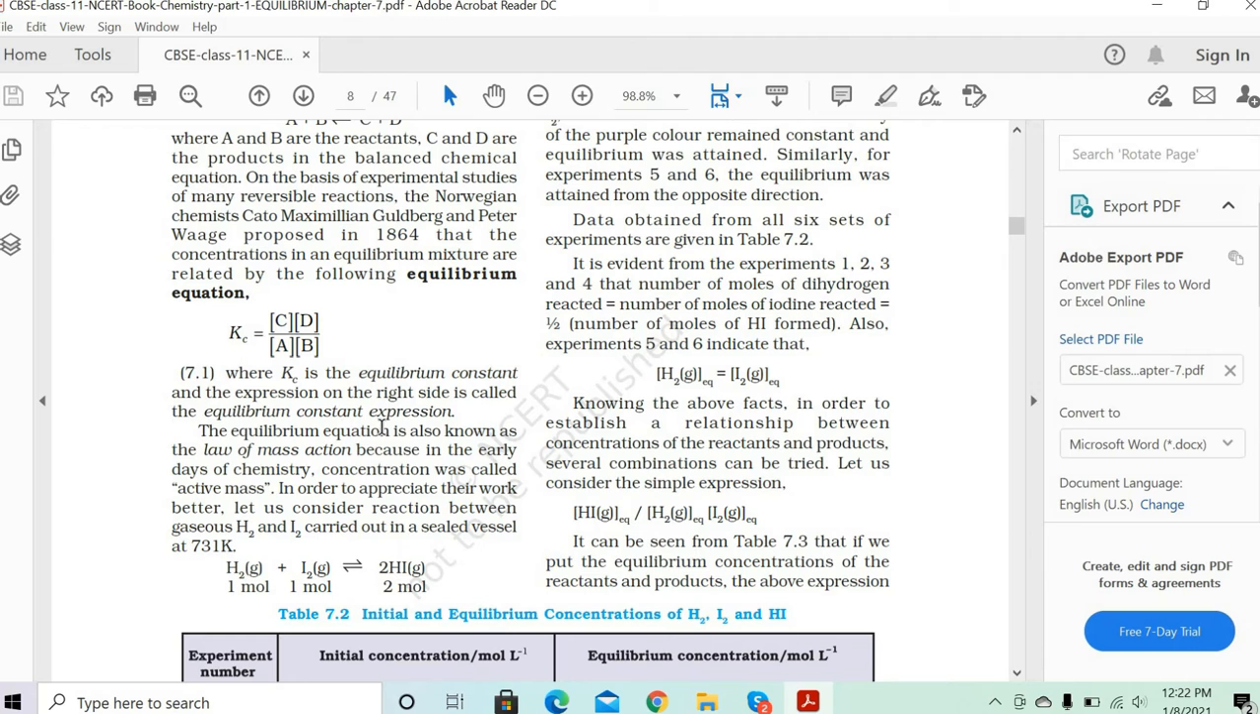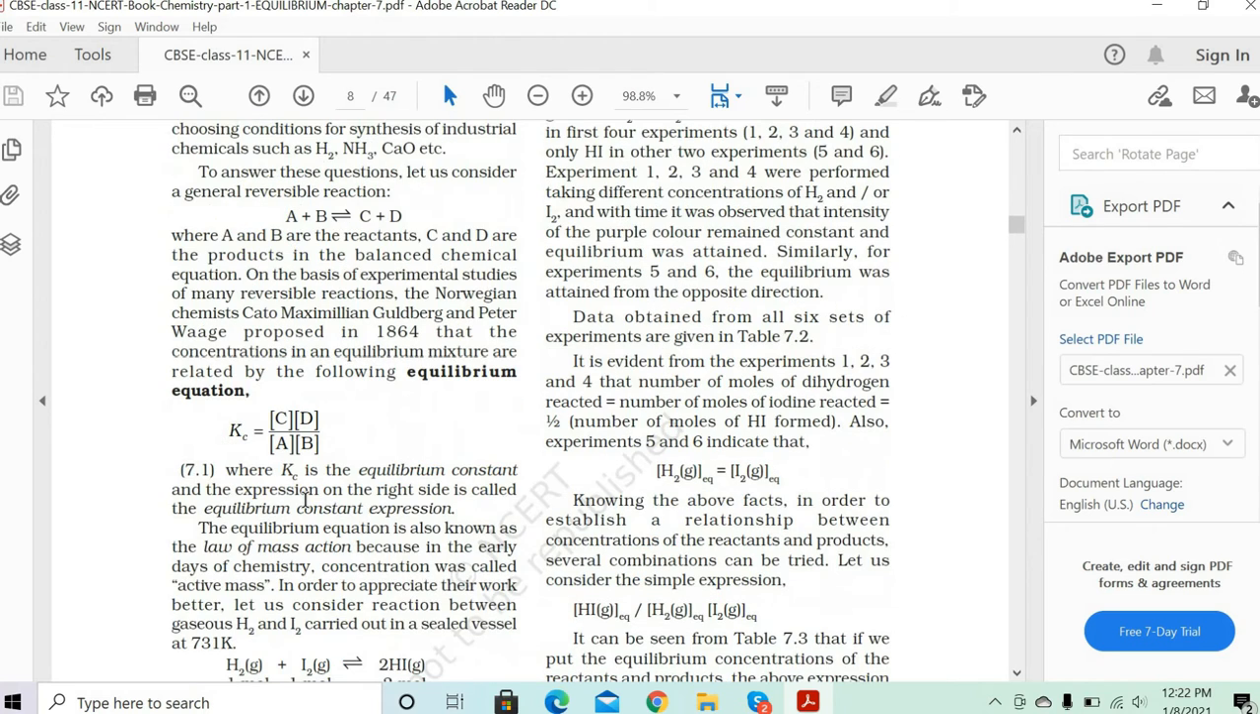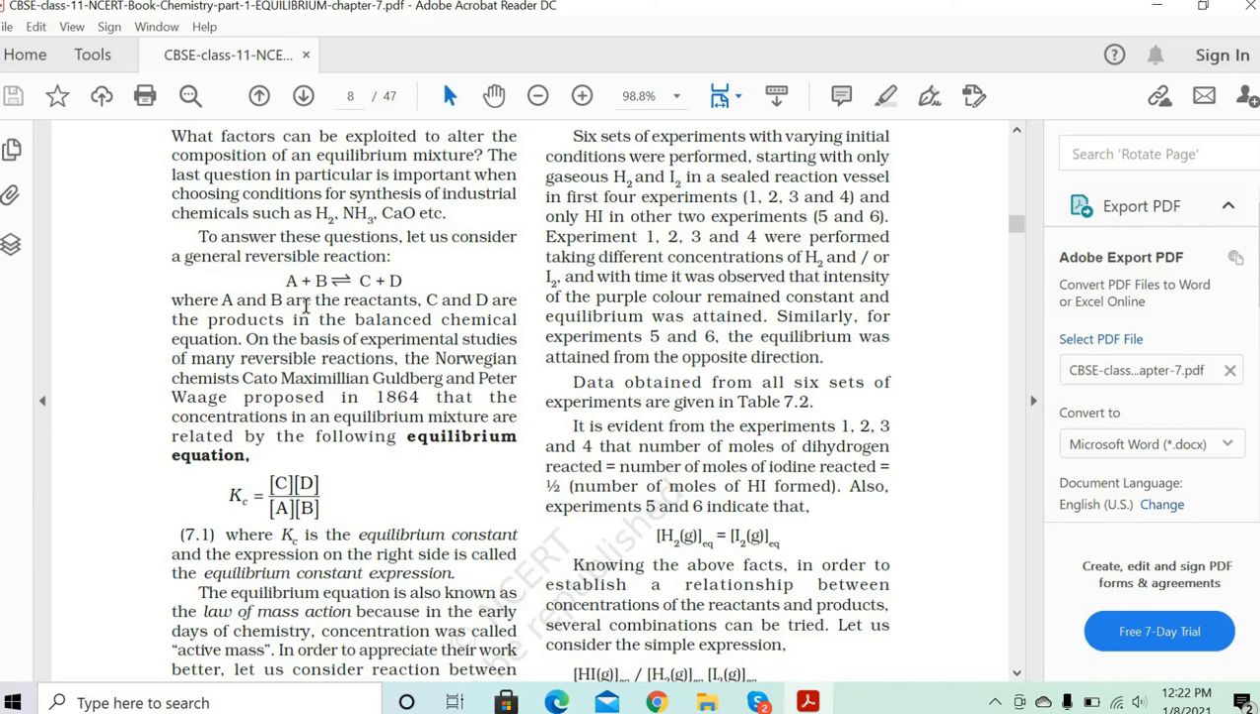So how does this help us? Basically, this helps us to know how much the reaction has progressed: how much of the concentration of A and B is converted into C and D, or how much of the concentration of C and D is converted to A and B. That kind of information can be depicted from the equilibrium constant. Is this clear to you now?